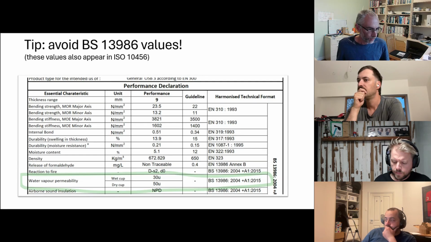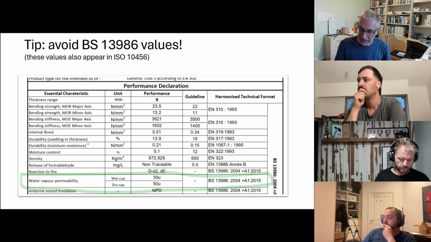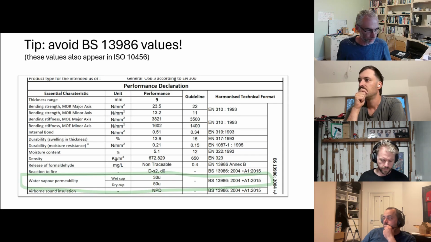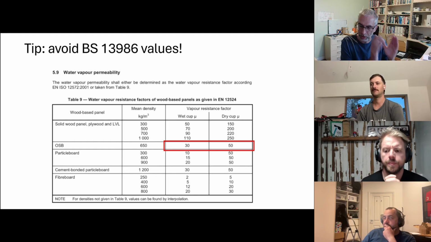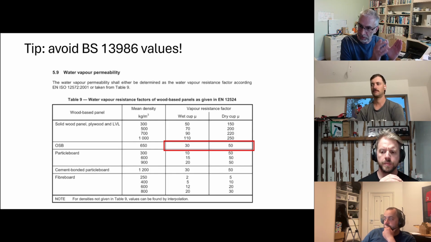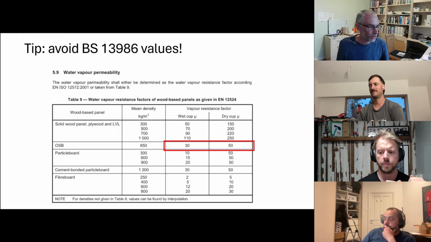Problem is that this actually originates from a BS, or British standard, which in turn is related to an ISO standard and an EN standard and something else. All these standards seem to be interrelated. And what that standard actually says is this: the vapor permeability shall either be determined as the vapor resistive factor according to a test. This EN test that it's referring to is actually the same as the ASTM test. So it's saying you can actually do some real world testing and report that value if you test according to this particular standard. Or if you can't be bothered testing it, then just use the values in this table.